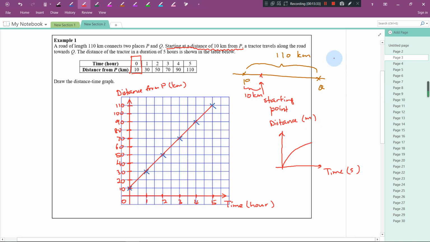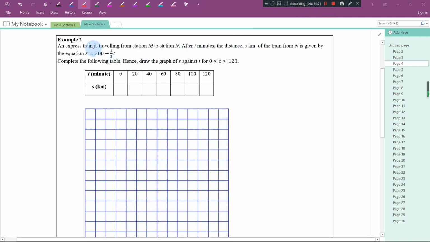Okay, so let's try the next example. An express train is traveling from station M to station N. After t minutes, the distance in kilometers of the train from N is given by this equation. Now we have an equation. We need to use this equation to help us get the value of S. Complete the following table and draw the graph of S against t. Means that we are going to draw a distance against time graph.